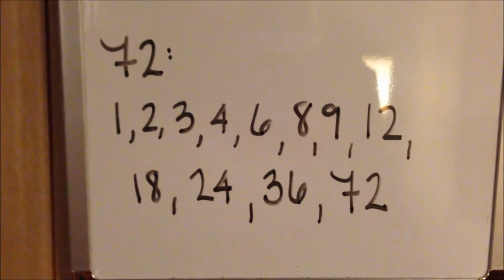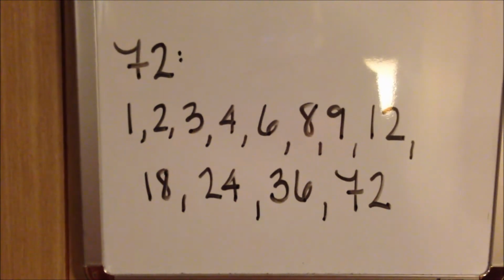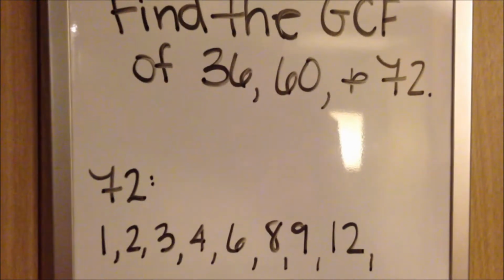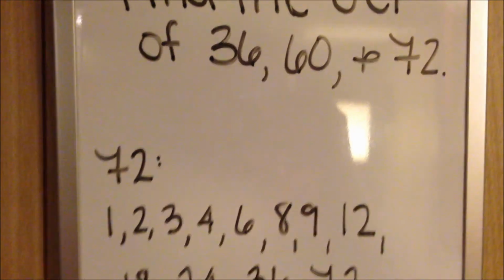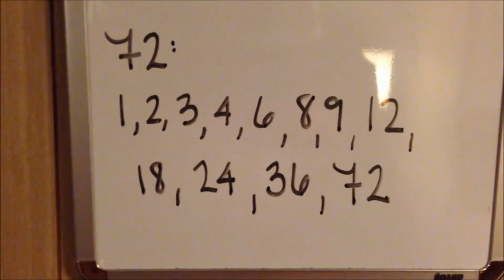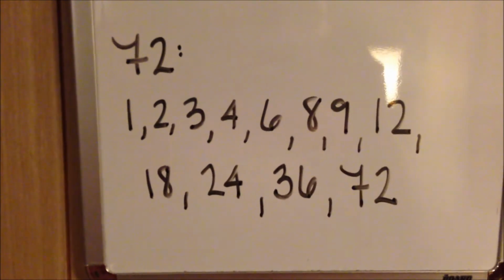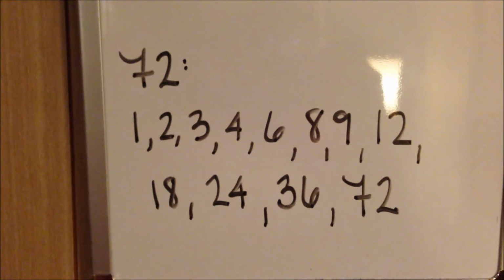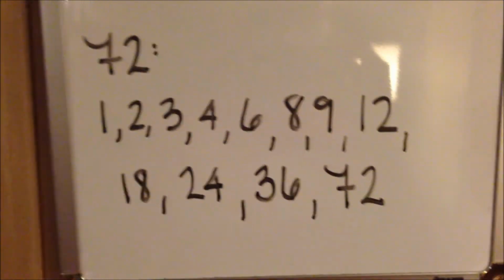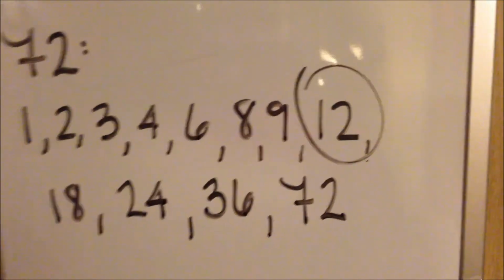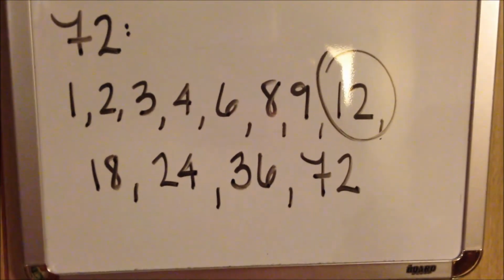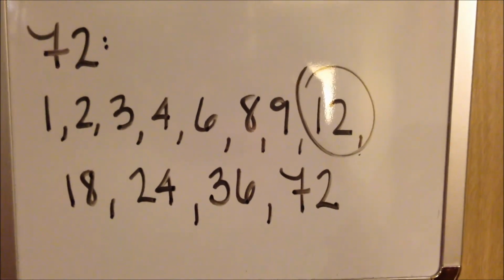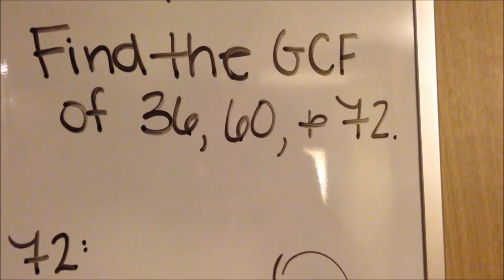72 obviously doesn't work because 36 and 60 do not have 72 as a factor. It's too large. 36 would work for the number 36, but not for the number 60. 36 is not a factor of 60. 24 also does not work. It does not work for either 36 or 60. 18 works for 36, but not 60. But the number 12 works for 36 and for 60, because 12 times 3 equals 36, and 12 times 5 equals 60. Therefore, 12 is the GCF amongst these 3 numbers.